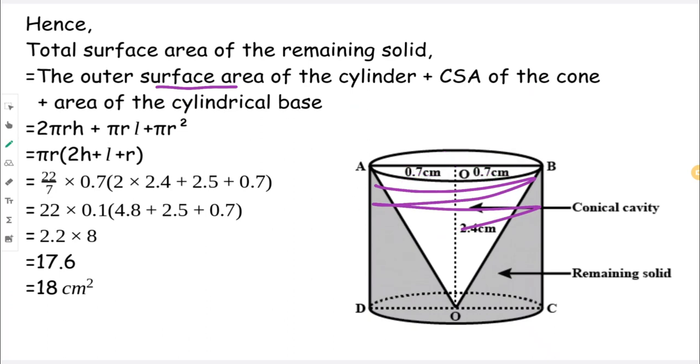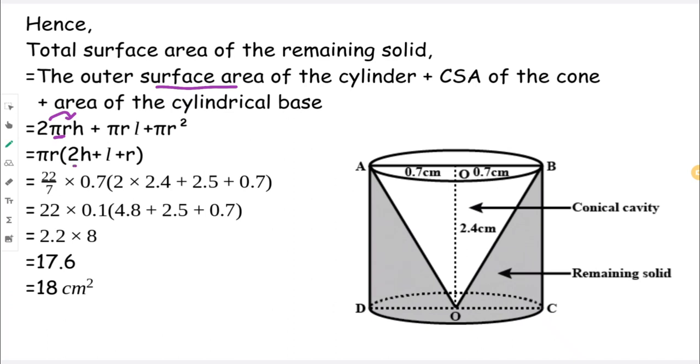So if you look at for a cylinder, the curved surface area, the outer surface area is pi r h, right? What about the curved surface of the cone? Pi r L. And area of the cylindrical base, like I said, the cylindrical base is a circle, right? So area of the circle is pi r square. Once we're done with that, when you look at the formula here, you can see that pi r is common. That's why I've taken out pi r here. Clear?